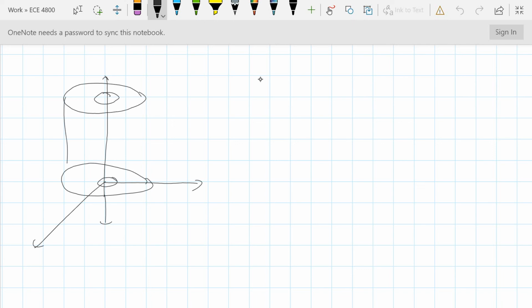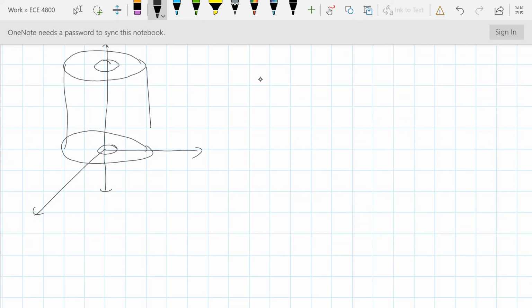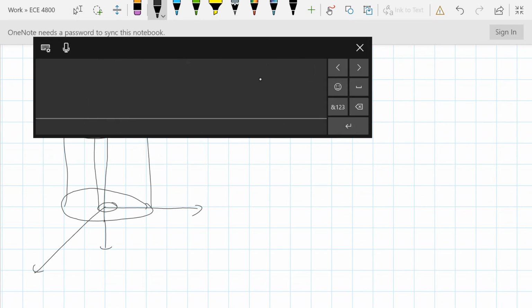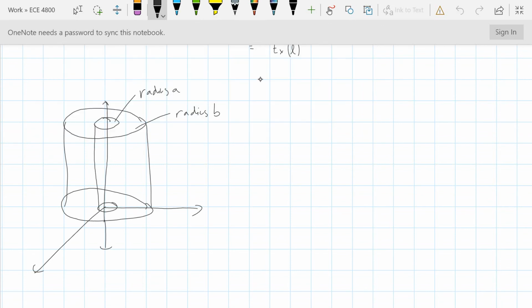Okay, these are connected. The inner conductor has a radius a, and the outer one has radius b. All right, so the key point here: the current is flowing from the inner to the outer conductor.